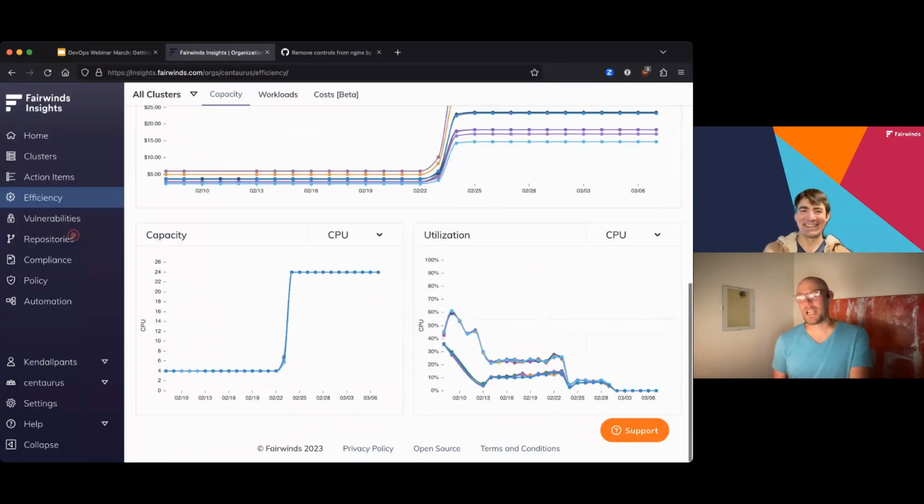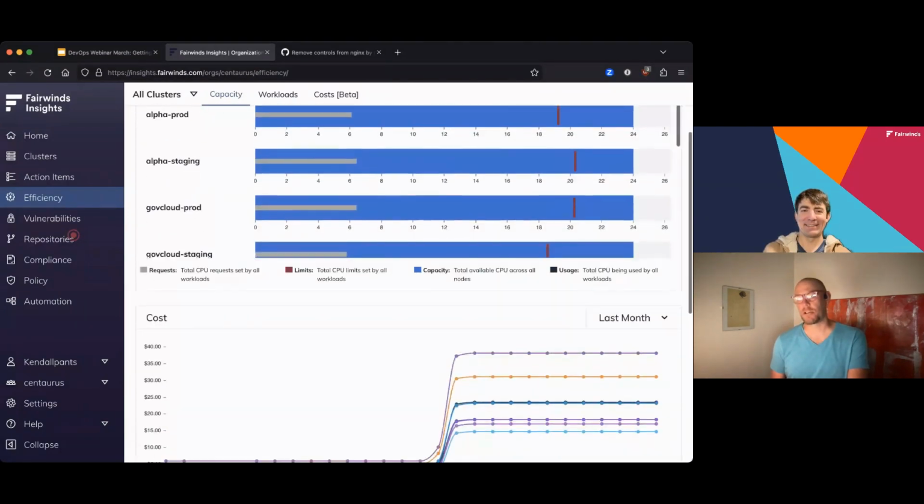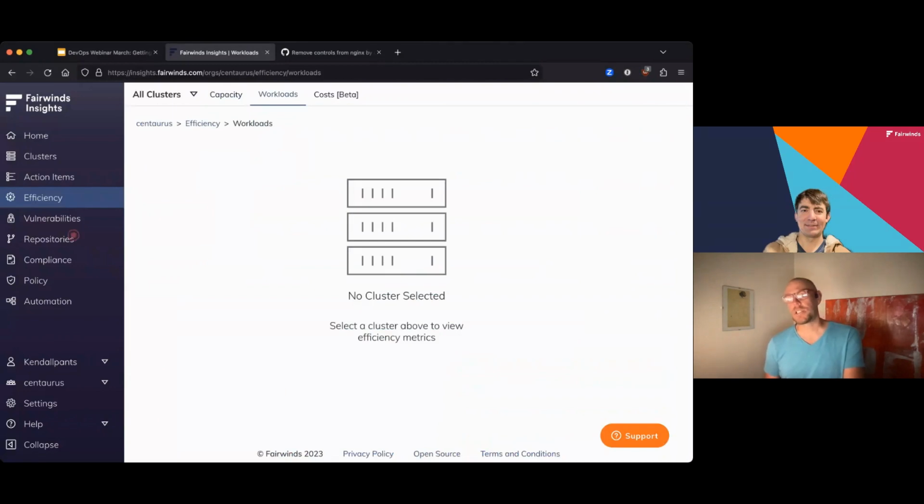And the capacity here, we track that as well as utilization. All of these charts are adjustable. We're looking at CPU right now. We can dig into memory. We can go to the workloads tab, and I'm going to select that same cluster.